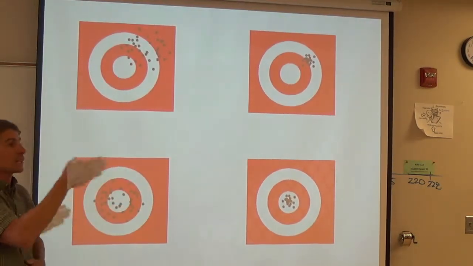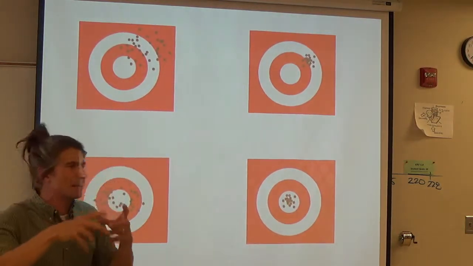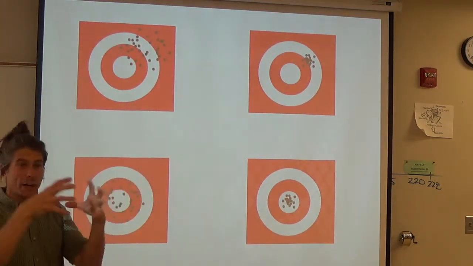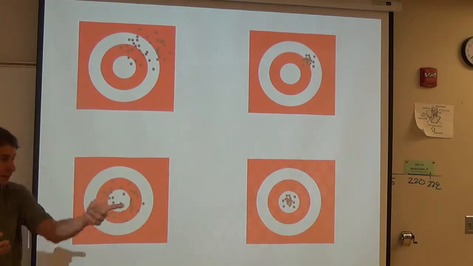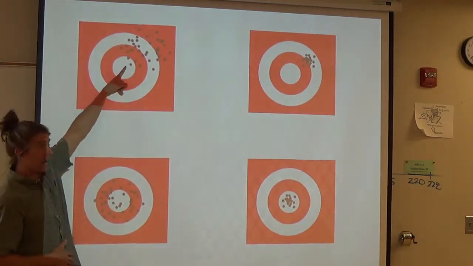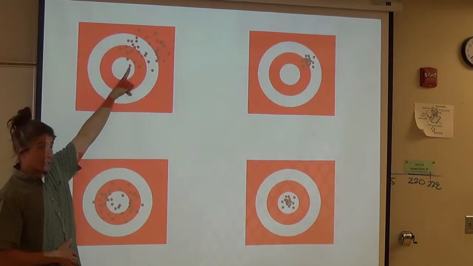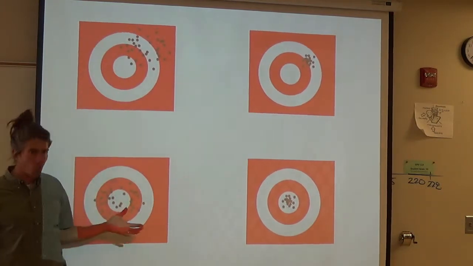See the difference between accuracy and precision? Accuracy is how well you're getting to the target. Precision is, if you will, the inverse of missing the target tightly. It's the sample size correction. This one's neither accurate nor precise, right? You're missing the target and you're missing it poorly.